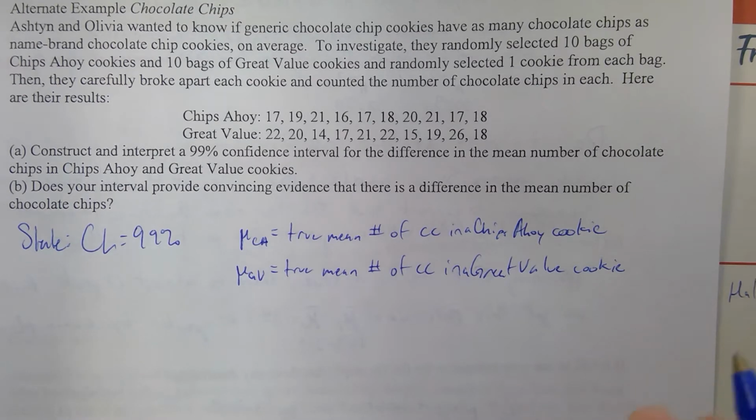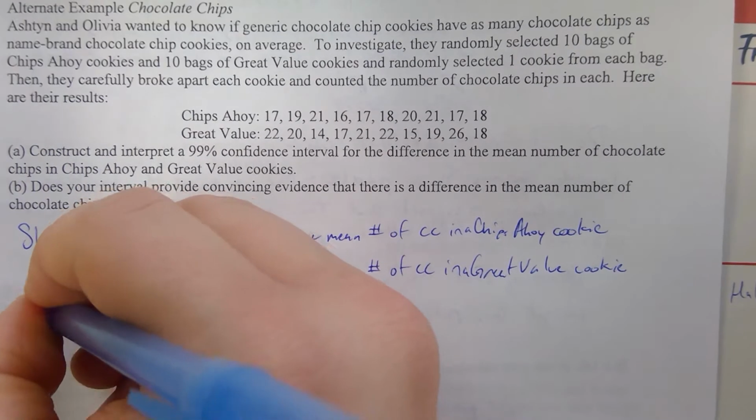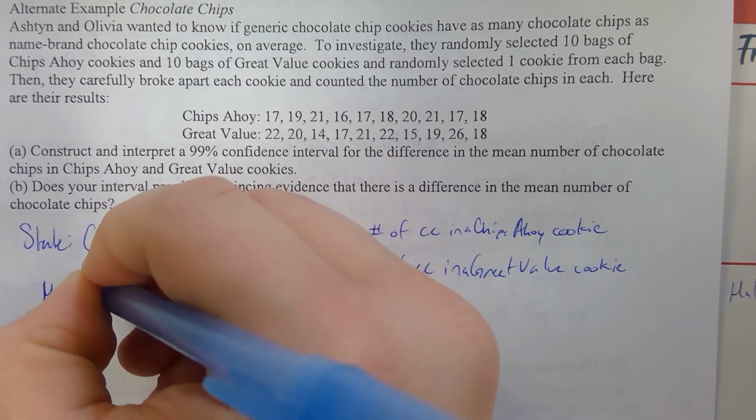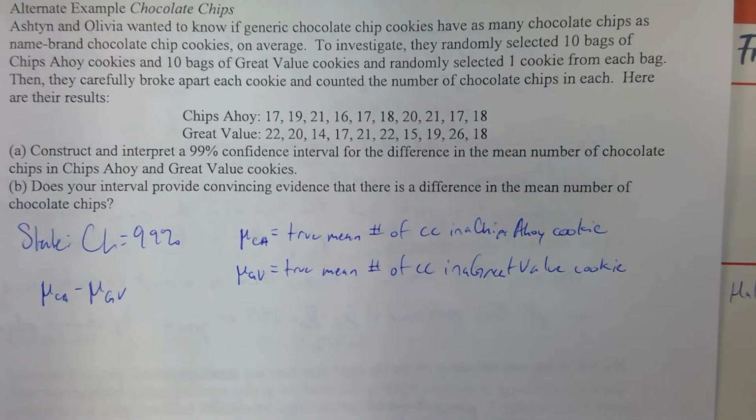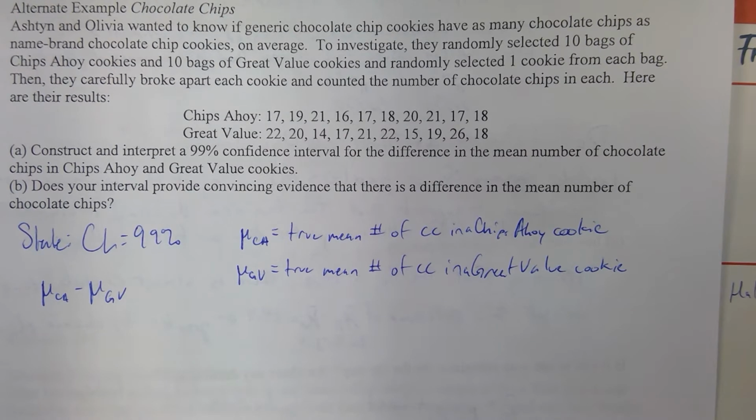Now, like we saw in our proportions, if we're doing a confidence interval, we need to make sure that we show what our difference is. So I'm going to say mu CA minus mu GV. If you do it the other way around, that's perfectly fine. Your answer is going to look a little bit different. It should just be a difference of positives and negatives. All right, let's move on to our plan.